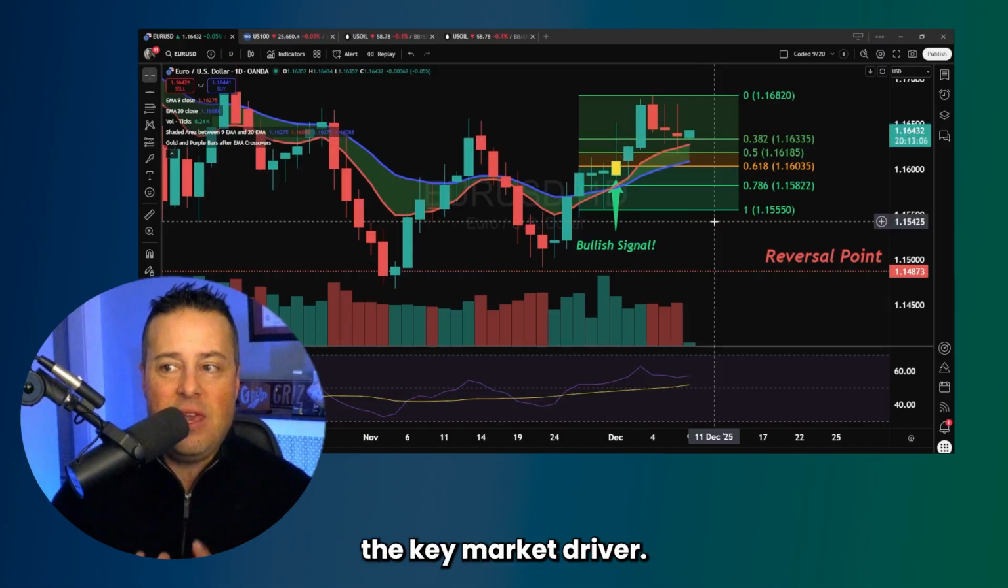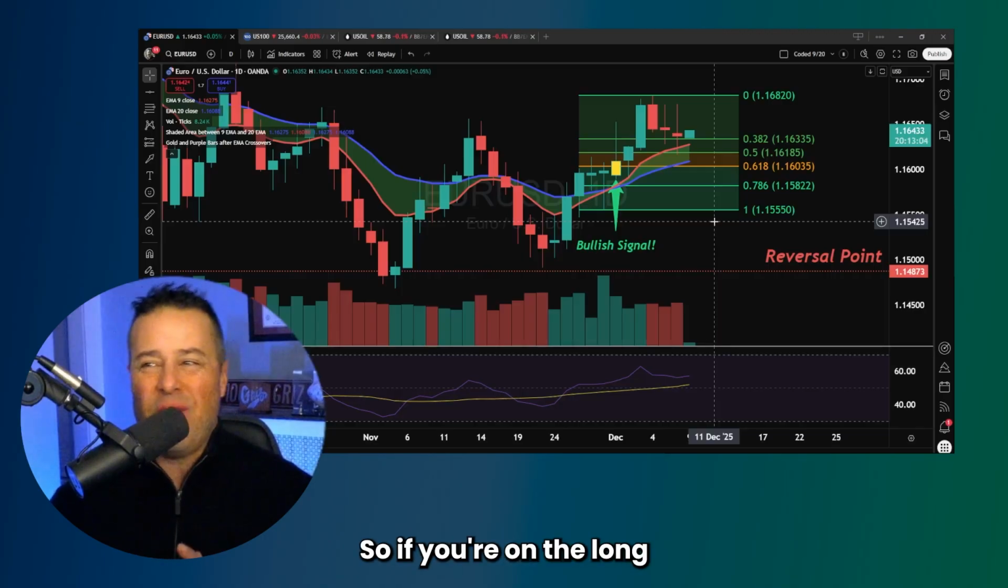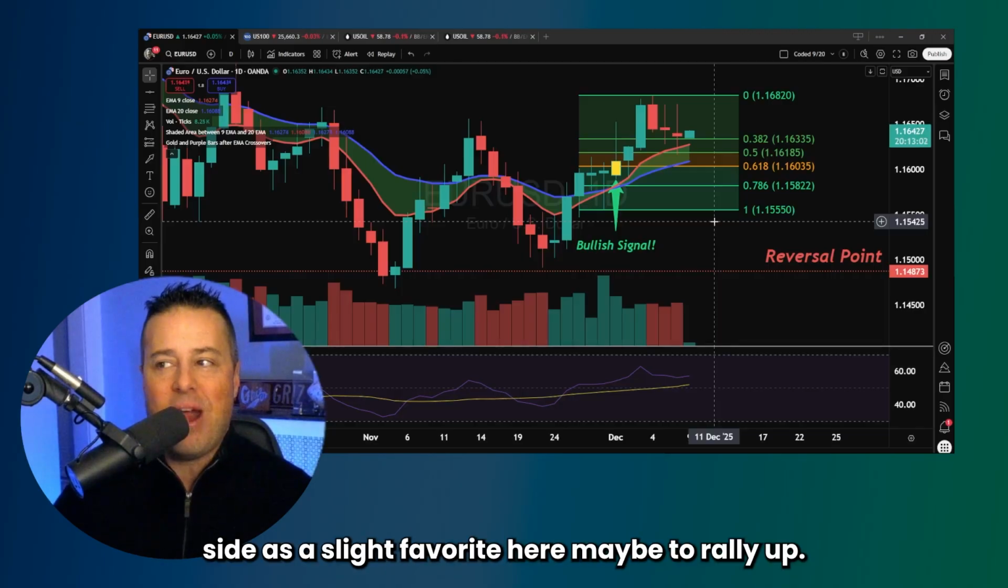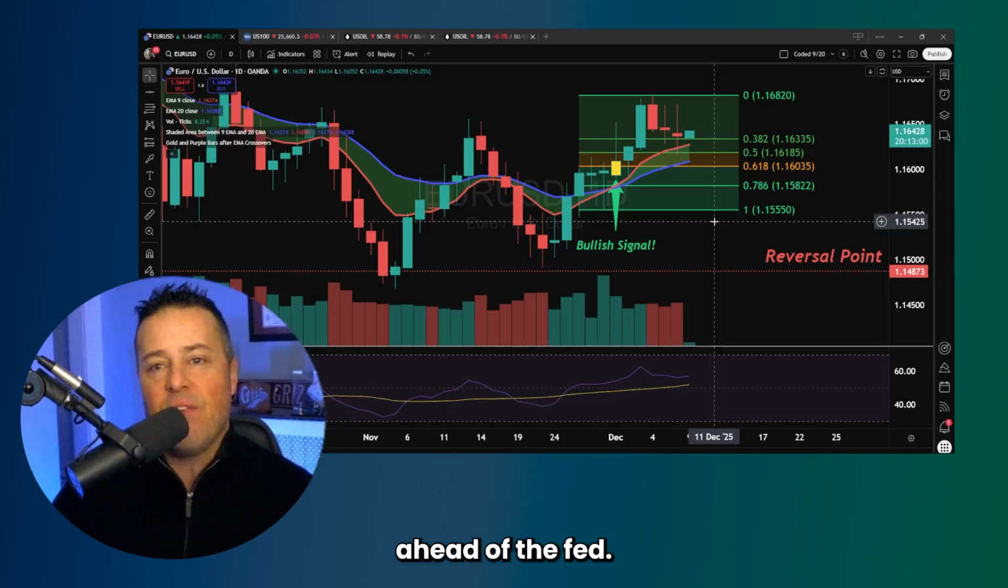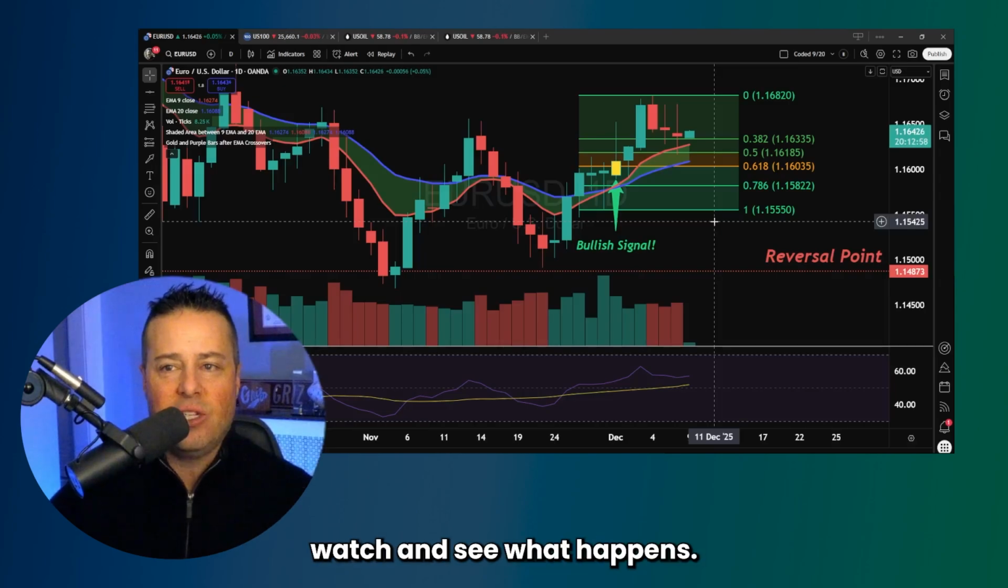Remember, that's going to be the key market driver. So the long side is a slight favorite here, maybe to rally up, take a look at 1.17 ahead of the Fed. But right here, we've just got to really watch and see what happens.